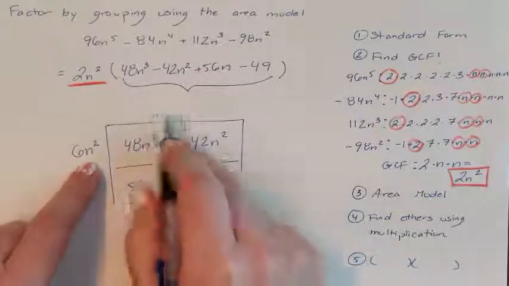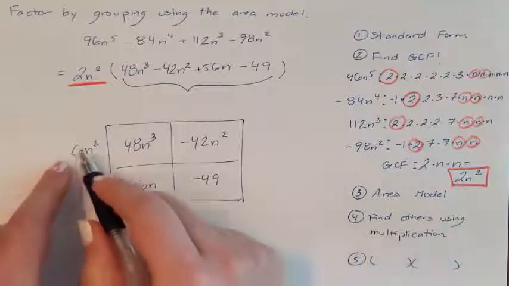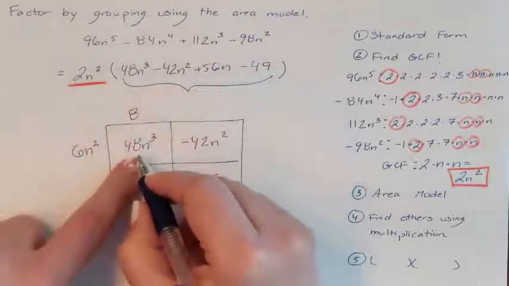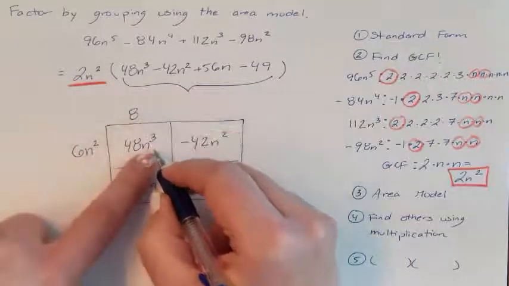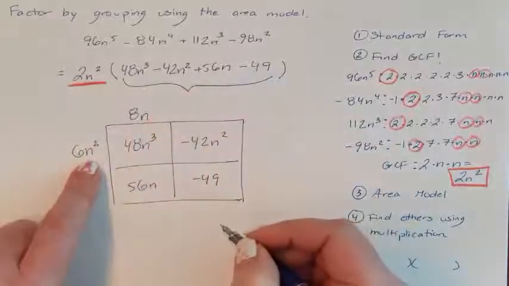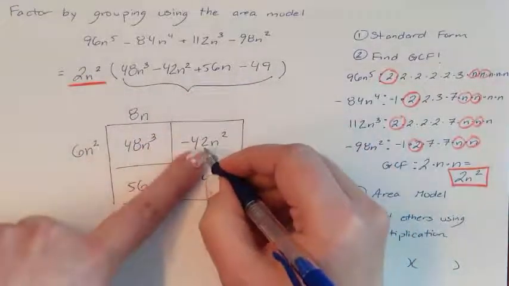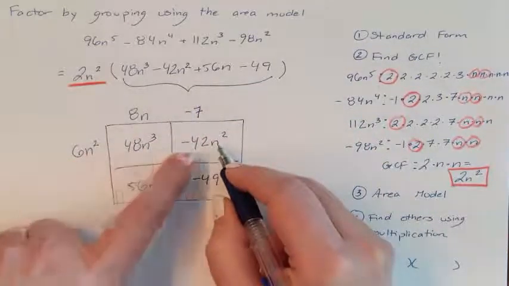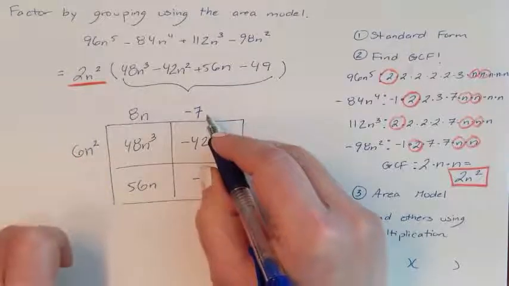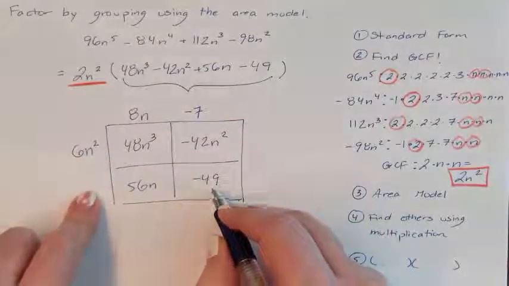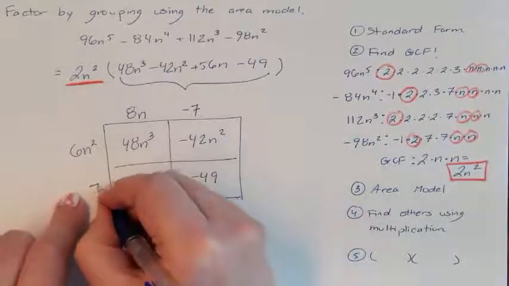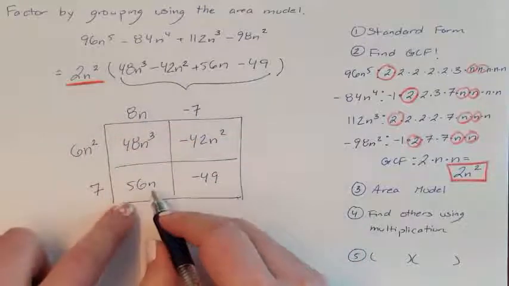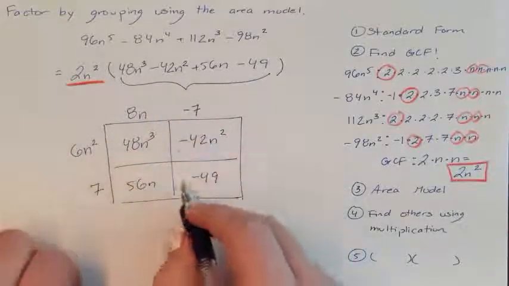Now I'm going to go around and just find the rest of them, and that's going to be using multiplication. So 6 times whatever number I write here needs to be 48. I know 6 times 8 gives me 48. Now n squared times whatever I write here needs to give me n to the third, which means I should have an n right here. 6 times this number needs to give me negative 42. So 6 times a negative 7 is a negative 42. The n squared is already there, so there are no n's. Negative 7 times whatever number I write here is a negative 49. So negative 7 times 7 is a negative 49. 7 times 8n is a 56n. So I went all the way around and made sure all the multiplication works.